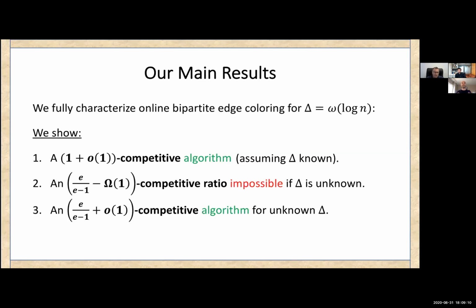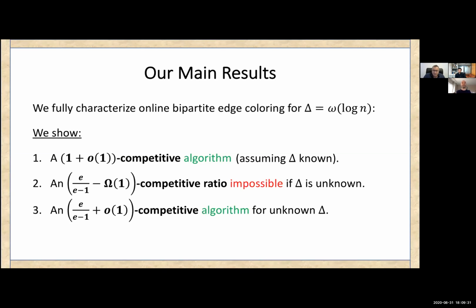Okay, so again, just to summarize, in this bipartite graph model, if you know delta up front and you know it's large, a roughly 1 competitive algorithm is the best you can hope for. And we can actually show that you need to lose a little order of 1 term. And if you don't know delta, the optimal bound is roughly e over e minus 1. Apologies for the noise outside.